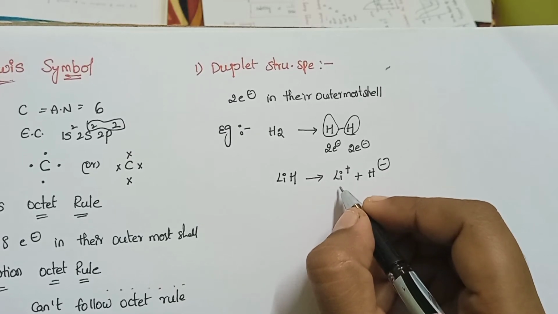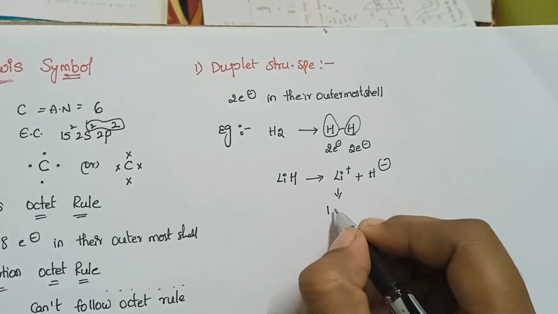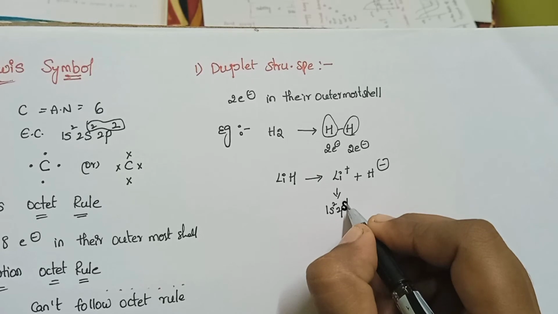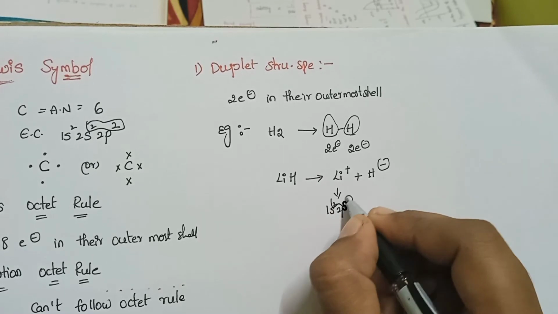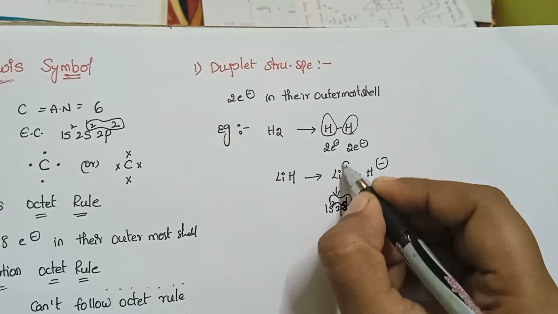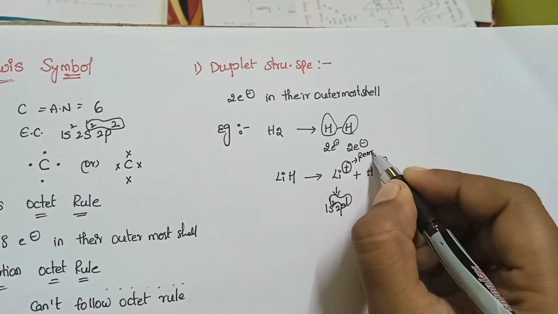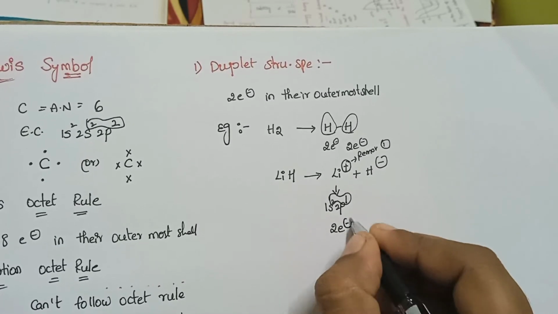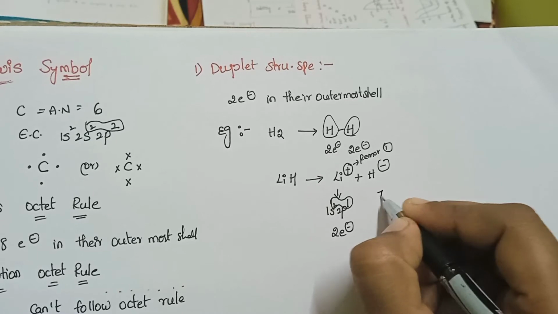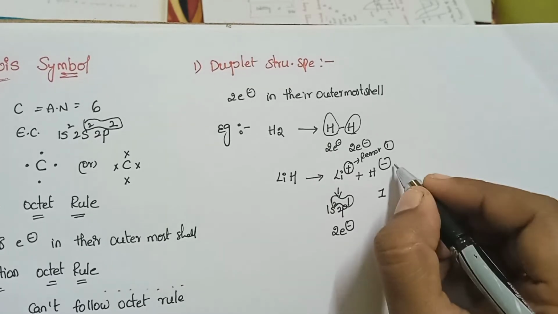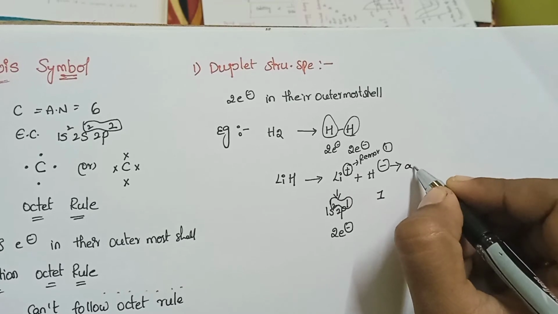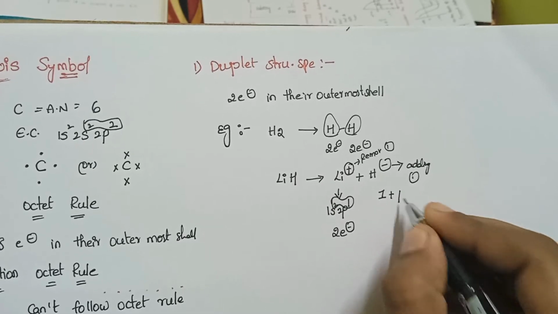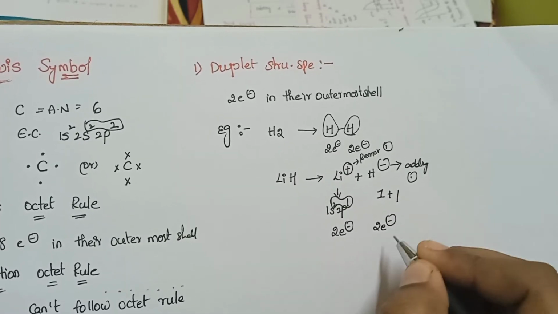Lithium atomic number 3, electronic configuration 1s2 2s1, that means 3 electrons. So as a cation, removal of 1 electron, that means 2 electrons. Hydrogen atomic number 1, electronic configuration 1s1. As an anion, adding 1 electron, so 1 plus 1, 2 electrons.